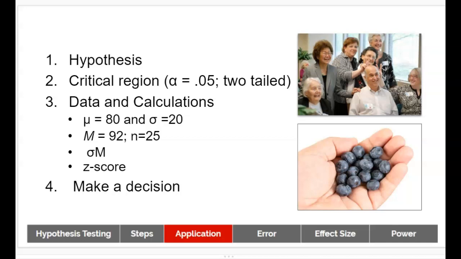This is all the stuff you need to use our z-score formula. We do need standard error at the bottom, so that's going to be something you're going to do first, and then we'll make a decision, and then we will do effect size.